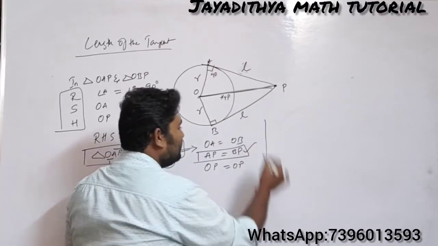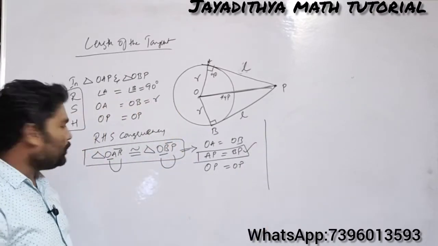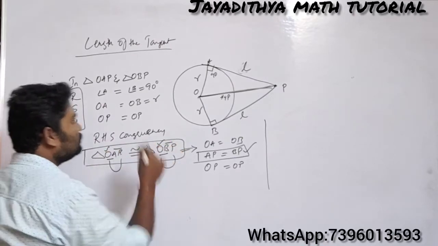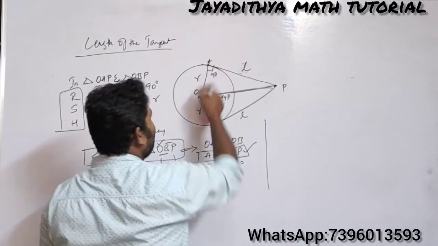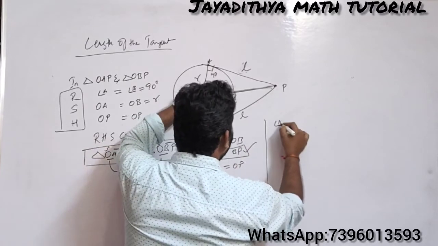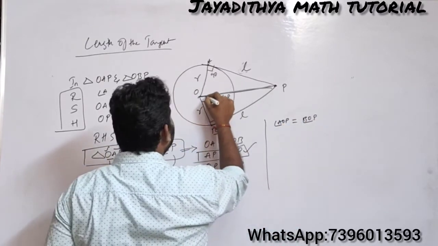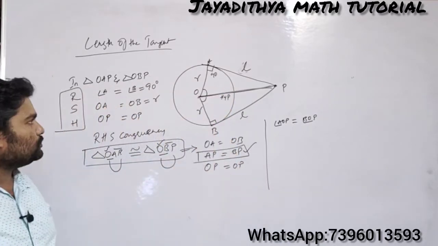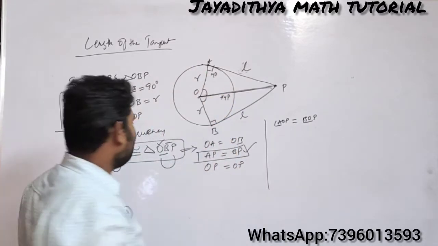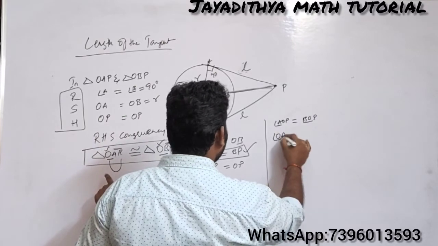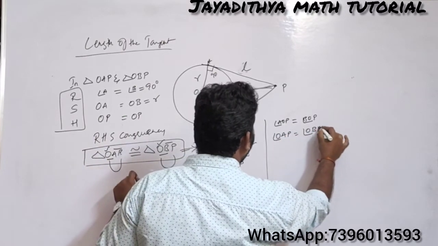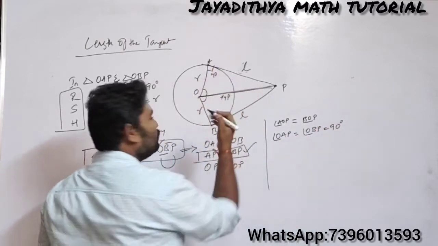And also let us write the corresponding angles. See here, angle O is equal to angle O. I am writing here angle AOP is equal to angle BOP. So obviously these two angles are equal. And you know that angle A is equal to angle B. So angle OAP is equal to angle OBP, which is equal to 90 degrees. You know that very well.